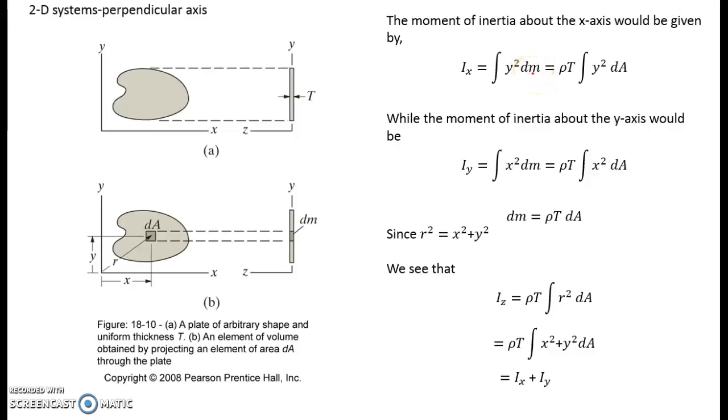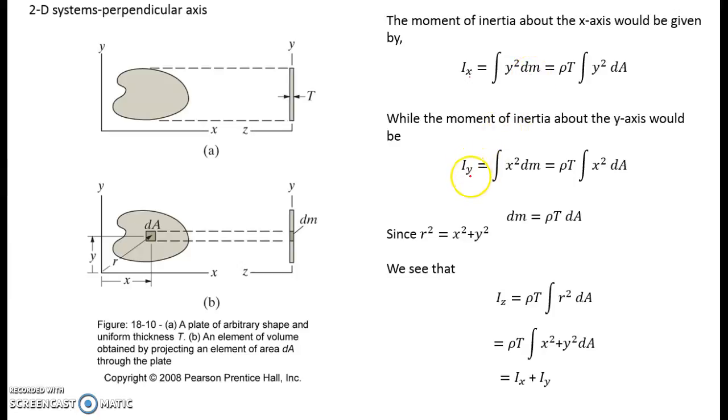So I do my substitution as usual. My dm is what? Rho t dA. Now I have the moment of inertia about the x-axis being the integral of y squared. Why y squared? Why not x squared? Well, remember the definition of the r squared term. That distance has to be the perpendicular distance from the axis to the point. So what's the perpendicular distance from the x-axis to the point where this elemental area is located? It's y, right? So the moment of inertia about the x-axis must be the integral of y squared dm.